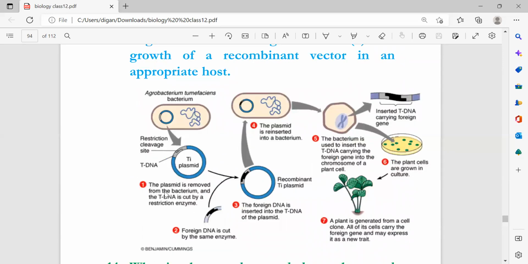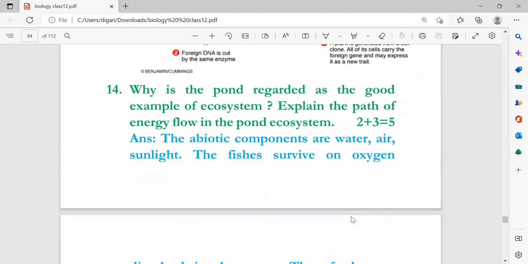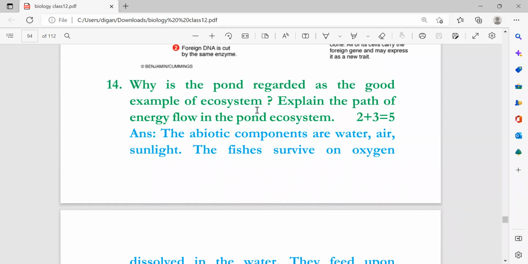So the first step is that the plasmid is removed. Second step, the foreign DNA is cut by the same enzyme and the foreign DNA is inserted into the T-DNA in the plasmid. Then the plasmid is reinserted in the bacterium. Then it undergoes replication and the plant cell is grown in culture, and finally we get lots of desired plant offspring or seedlings.